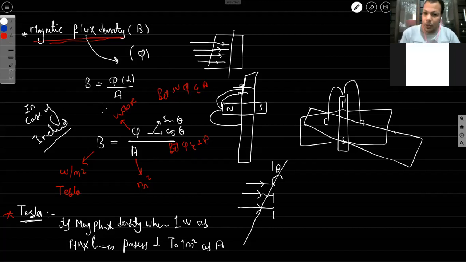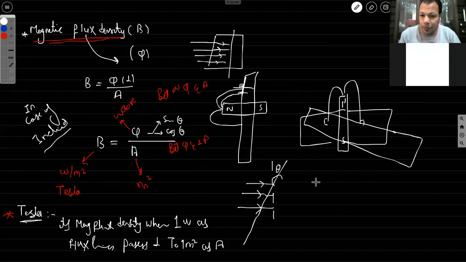Any doubt about this part? Do you have a question? Sir, you drew the case of cosine. Can you please draw one diagram in case of sine?